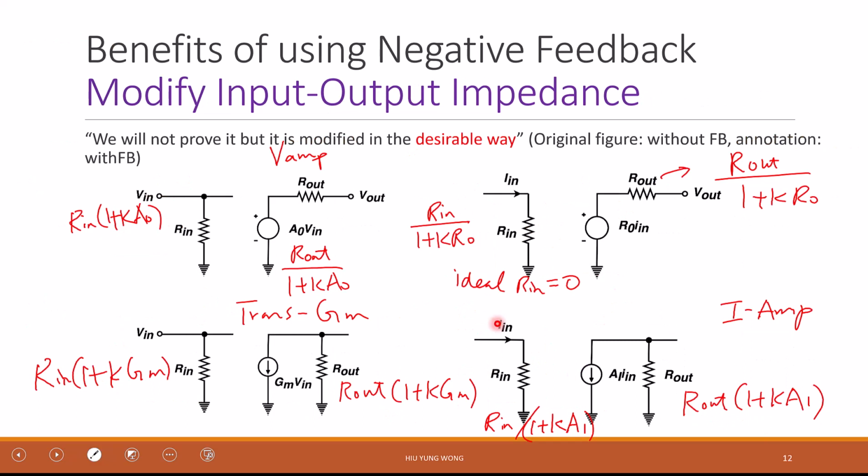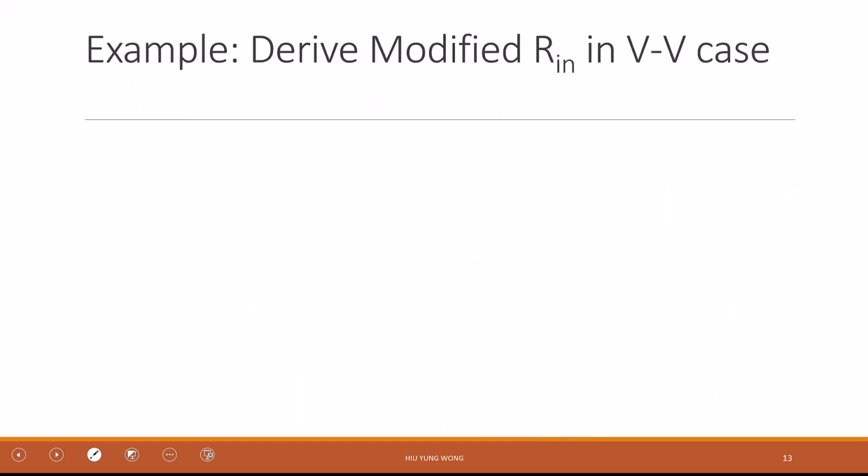If you cannot memorize, write it on your cheat sheet. For example, how about in the future when you interview or whatever, right? Then you try to memorize. Let's try to derive, try to prove what I said was correct. Let's look at this voltage amplifier. Voltage feedback, right? So let me draw the circuit again.